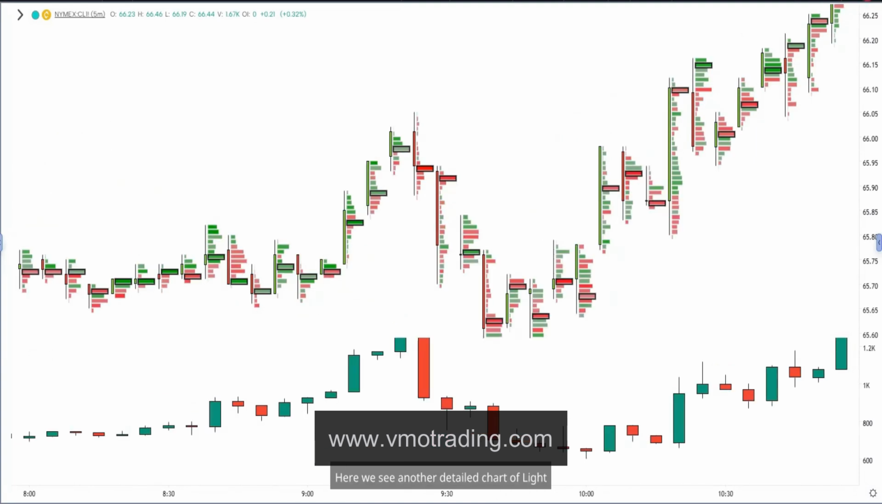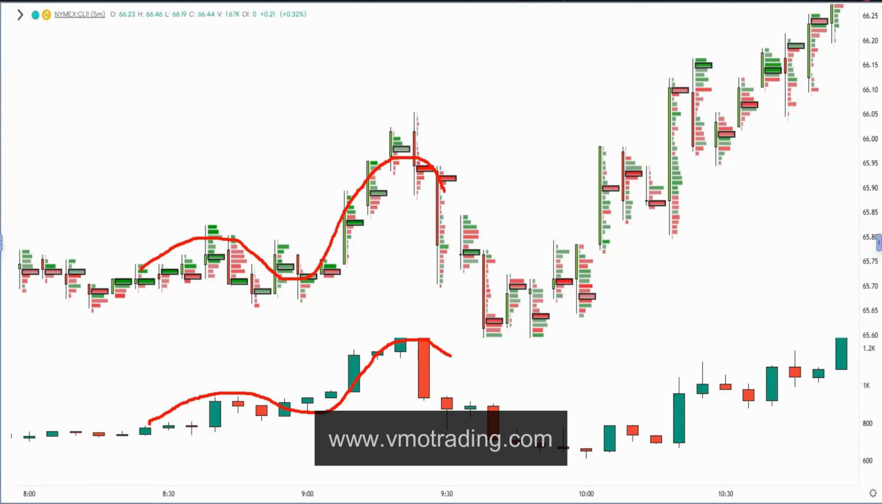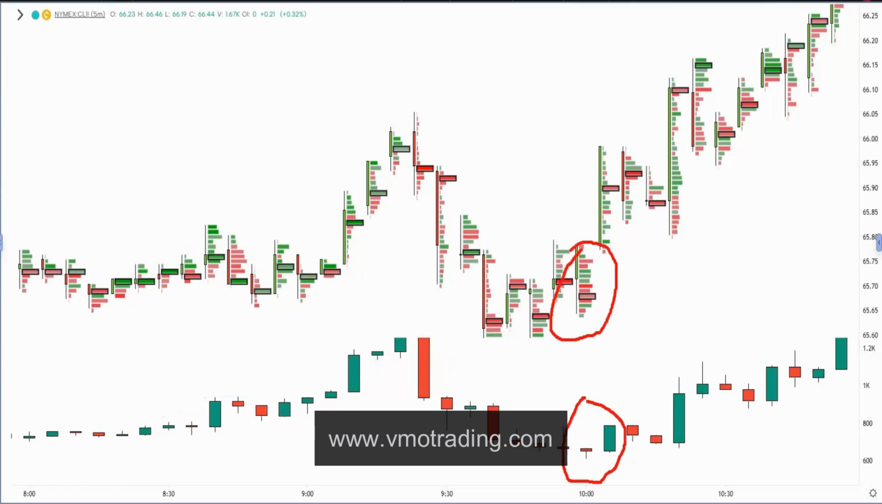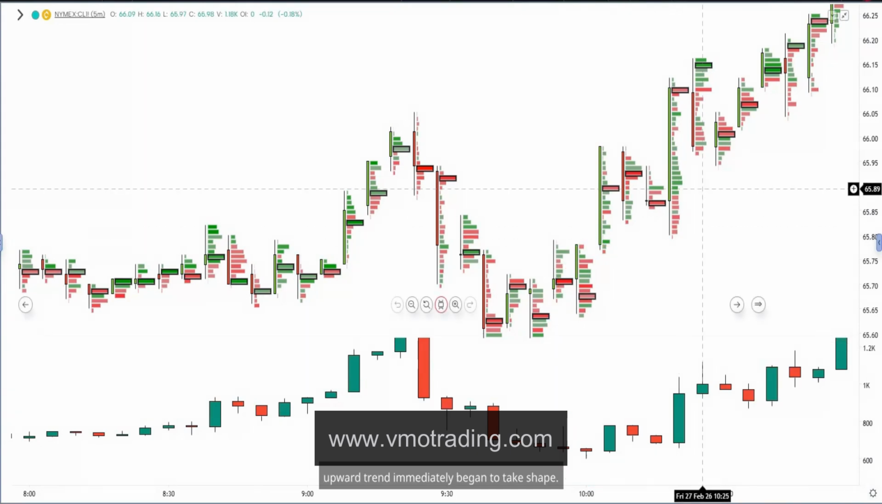Here we see another detailed chart of light sweet crude oil during the busy European morning trading session. On the left side of the screen, you can clearly see an almost identical progression of the underlying price action and the cumulative delta curve. After that, the price rises a bit, but delta falls. Once this specific divergence had finally been resolved, a powerful and sustained upward trend immediately began to take shape.